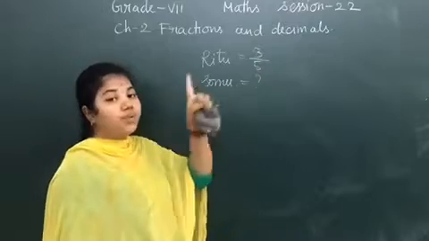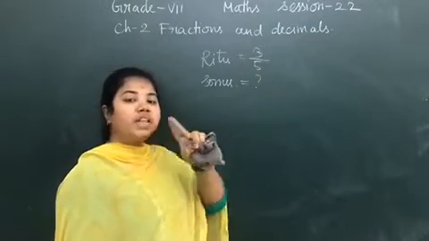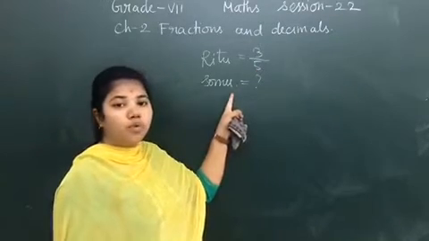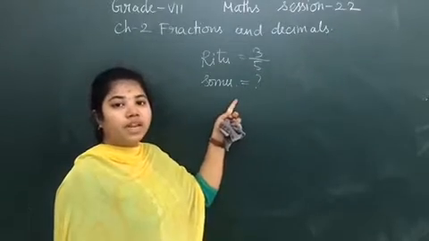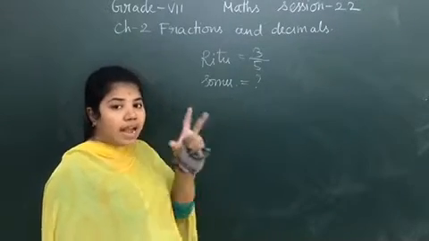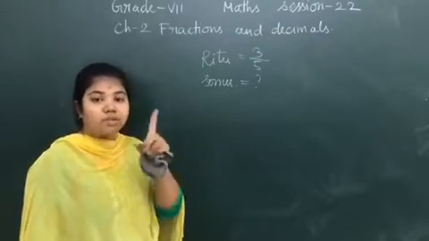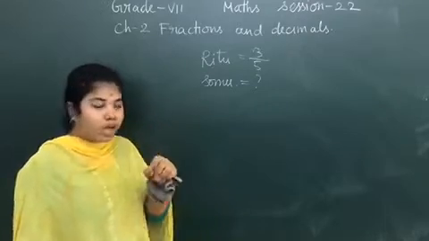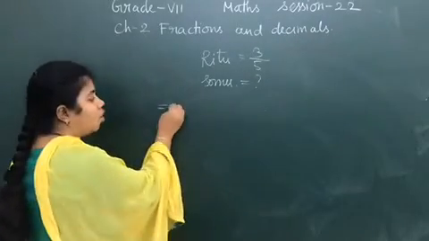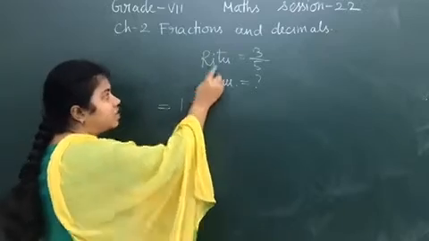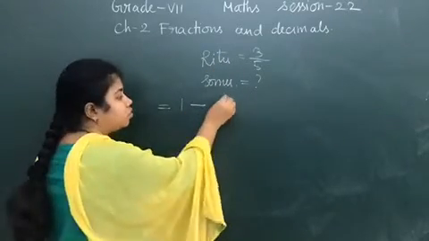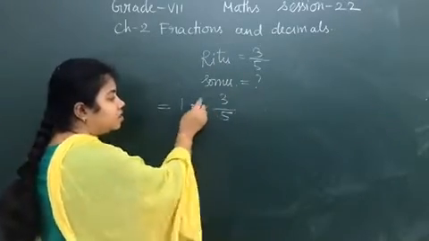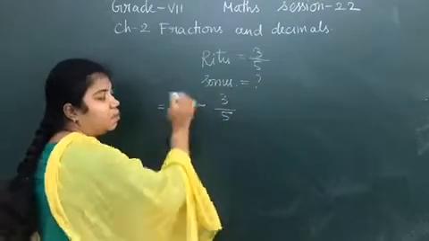So we have only one fraction. Then how will we find the other? What part of Somu's apple? How will we find out? An apple means one whole apple. So you have to consider one whole apple minus Ritu's part. What is Ritu's part? 3/5. This answer is the part eaten by Somu.